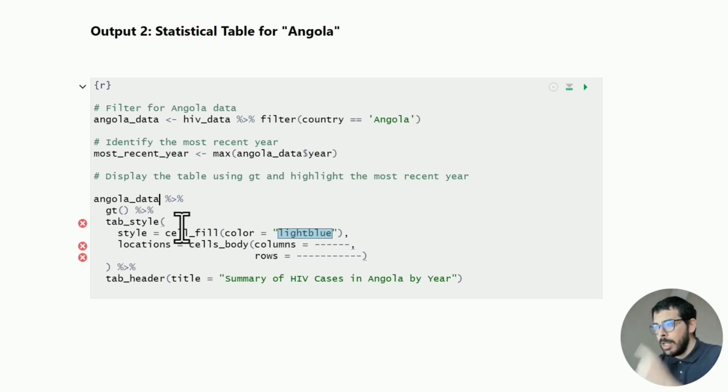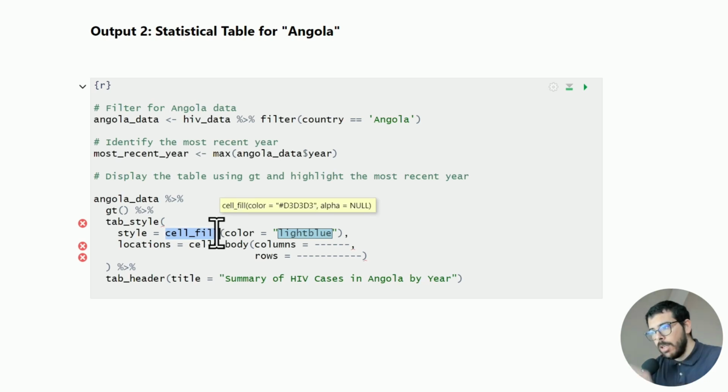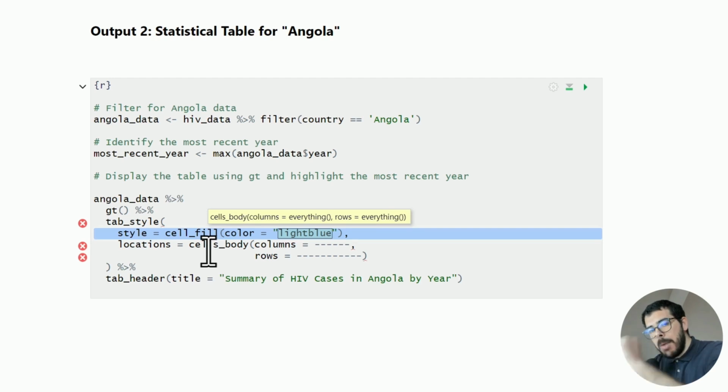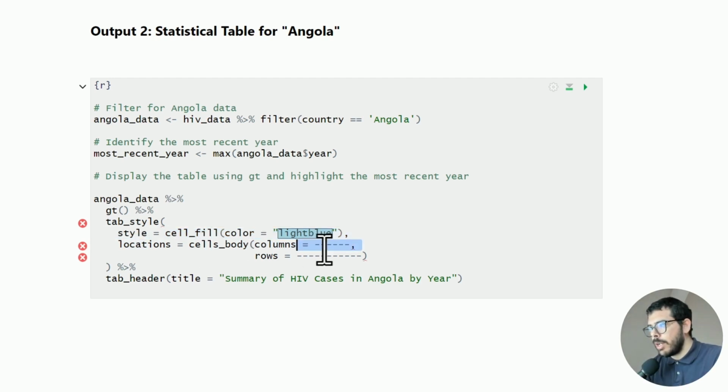The way to do it is we will define two parameters in the type style function. The first is style, and for that we will use cell fill. So fill the cell with the color light blue. Location, where to do that? We tell go to the body of the table, find these cells where columns equals year, and rows, this is where we specify exactly where in rows, and in rows we say year equals most recent year.